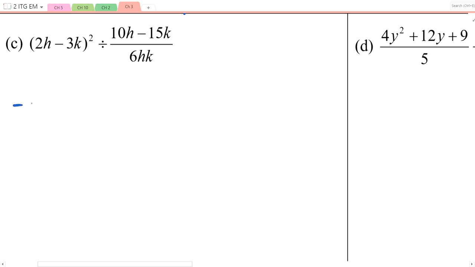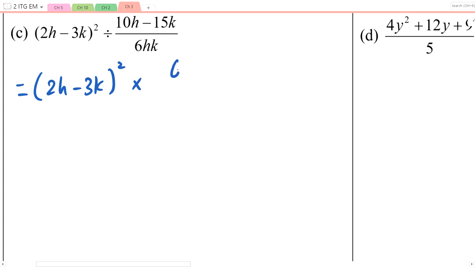Okay. So, copy down the first fraction. 2h minus 3k, there's a square. Okay, yes, they are actually multiplied to each other. Multiplied by 6hk over, let me try to factorize already. Take out the 5, left with 2h minus 3k.